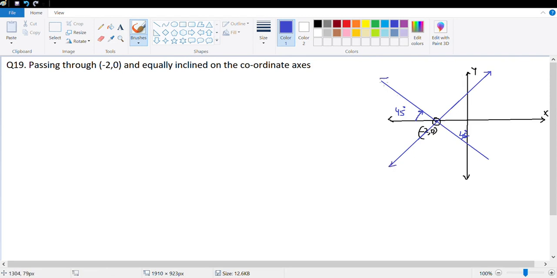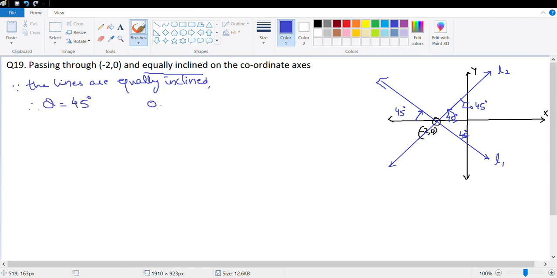So let's call this the negative slope as line 1 and the positive slope as line 2. In this case, the angle that it makes with the x-axis is 45 degree, and the angle which it makes with the y-axis is also 45 degree. So these are equally inclined lines. So we have two sets of lines. Since the lines are equally inclined, therefore theta is equal to 45 degree, or theta is equal to negative 45 degree.